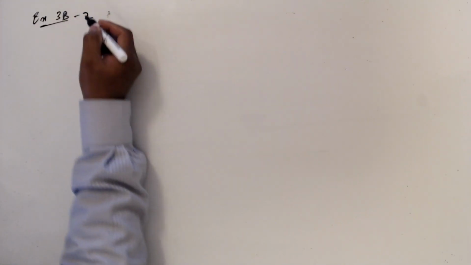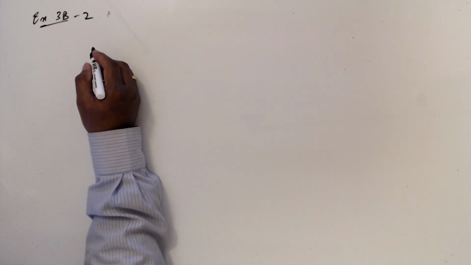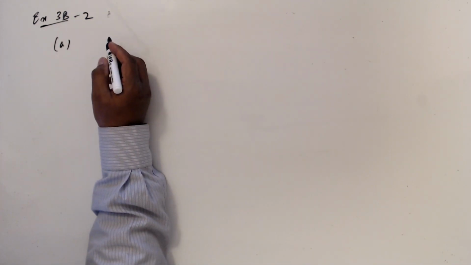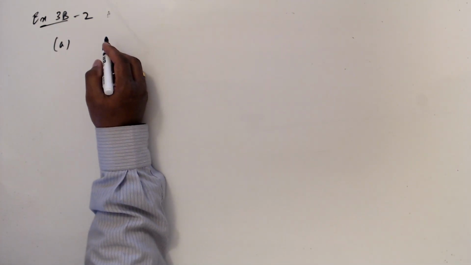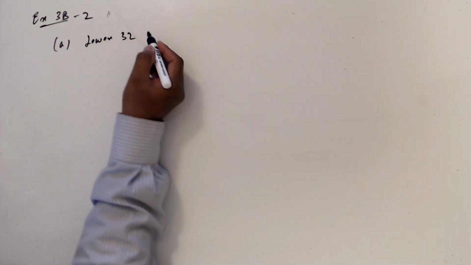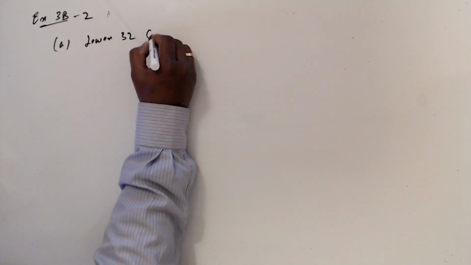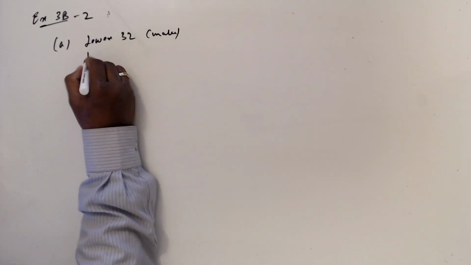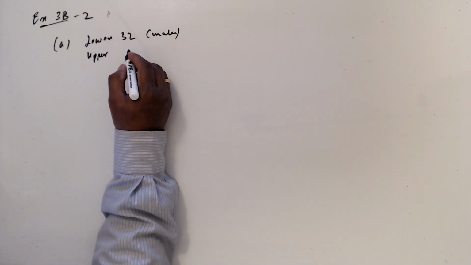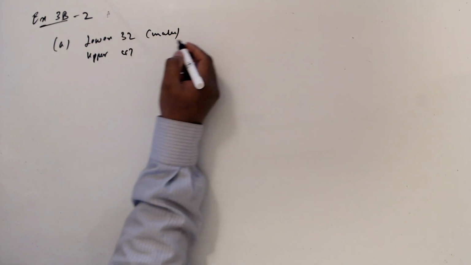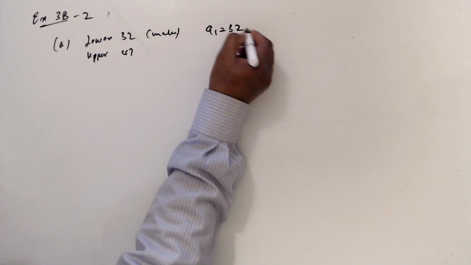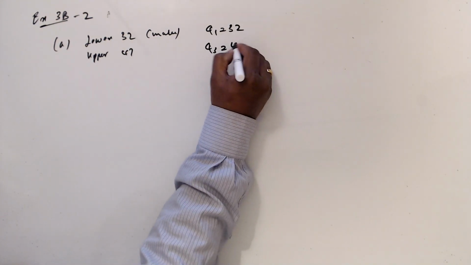And question number 2, part A, write down the upper and the lower quartile. So when you look at the graph, you can see that the lower is going to be 32, and they are marks, and the upper is going to be 47. So Q1 is 32 and Q3 is 47.